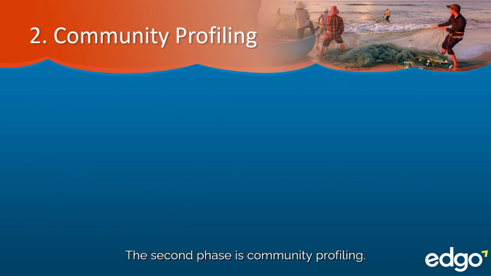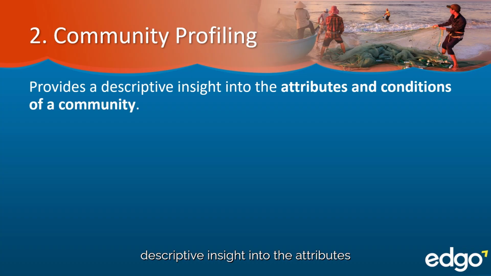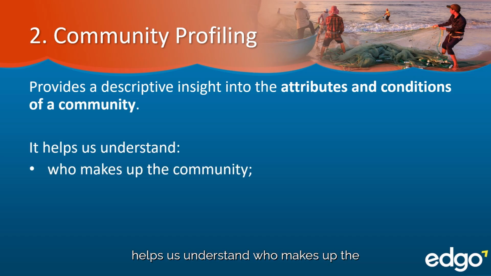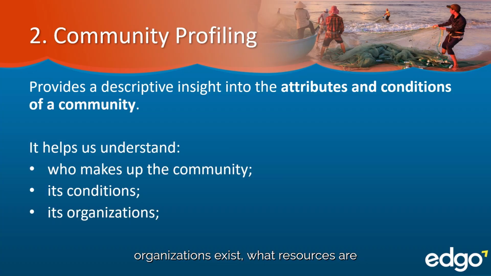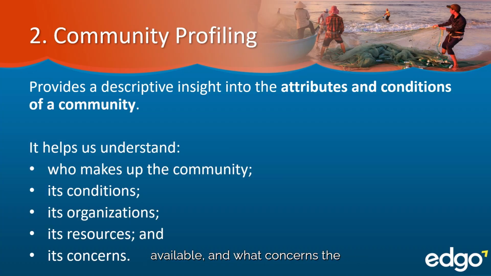The second phase is community profiling. Community profiling provides a descriptive insight into the attributes and conditions of a community. It helps us understand who makes up the community, what its conditions are, what organizations exist, what resources are available, and what concerns the community faces. In simple terms, what is this community like? We need to understand the community before deciding what should be done.